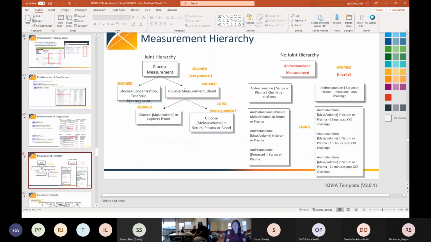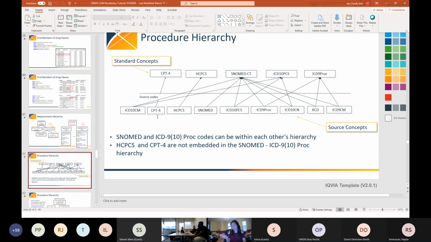But then when you go to things like measurements, there are some of them that have a hierarchy, some of them that don't. So in this case, you have some that are joint hierarchies and then some that aren't. And then procedures, it's a mess, okay?